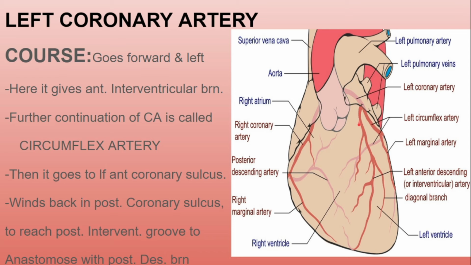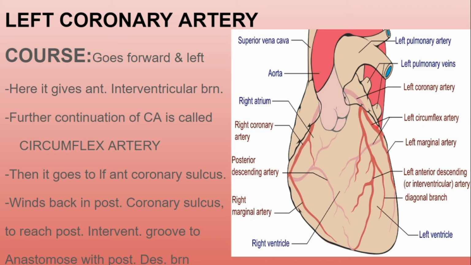Here it gives the anterior interventricular branch. As you can see, this is the anterior descending artery or the anterior interventricular artery, left one. Okay, and it runs downward in the groove of the same name, that means the left anterior interventricular groove. Now the further continuation of the left coronary artery is known as the circumflex artery, this one.